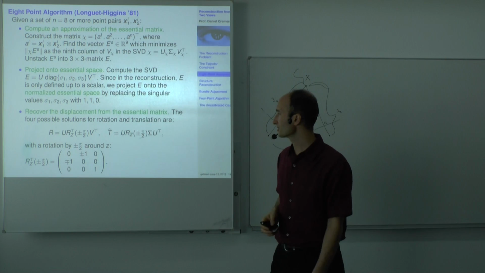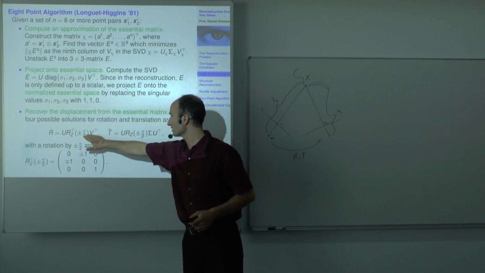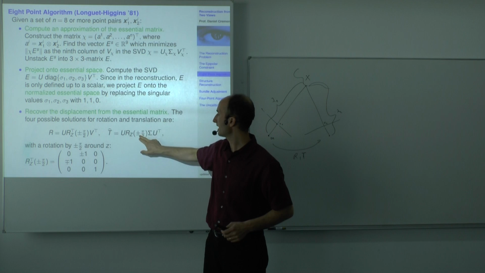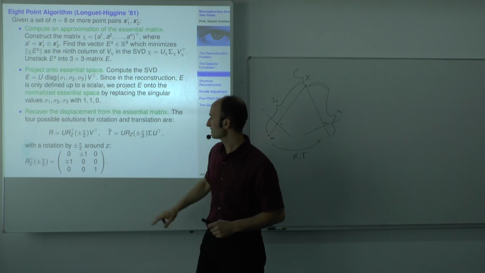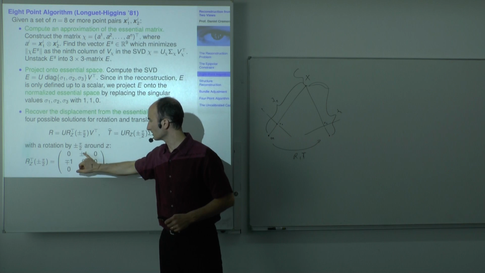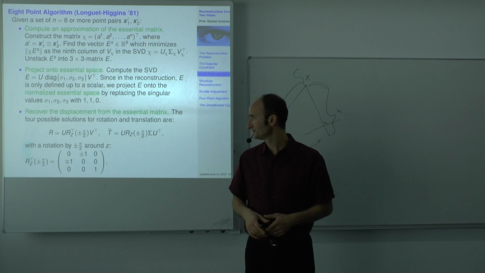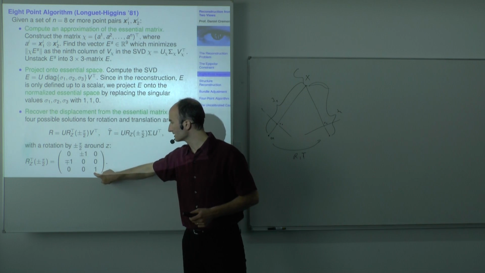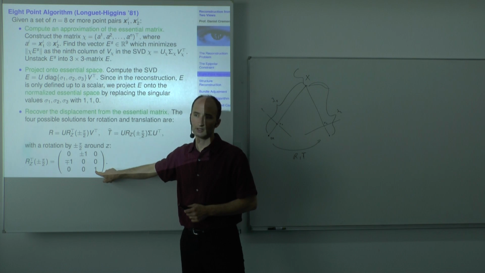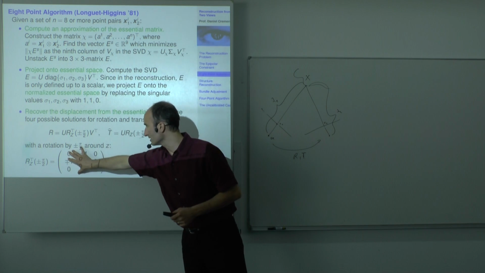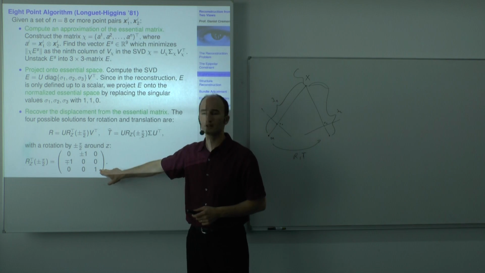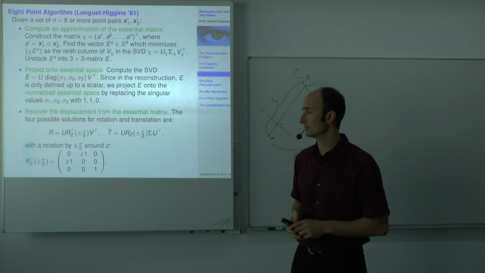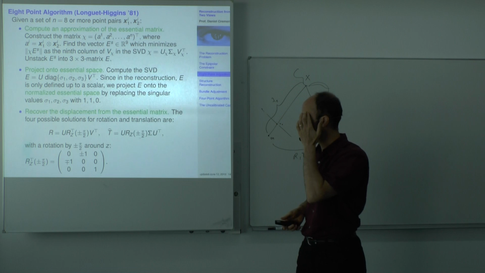There are multiple possible solutions, in total 4. So 2 possible rotations, 2 possible translations, where this is a rotation around plus pi over 2 or minus pi over 2. So it's either plus 1 minus 1 here, or minus 1 plus 1. You can recognize rotations around the z-axis in particular because they preserve the z-coordinate. So if you apply this rotation matrix to a vector, you see that the z-coordinate is not affected. And that is characteristic for rotations around the z-axis.